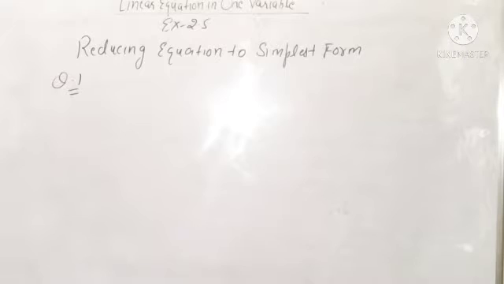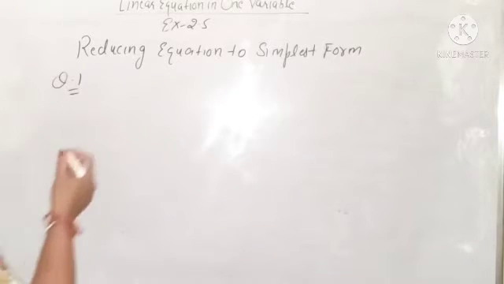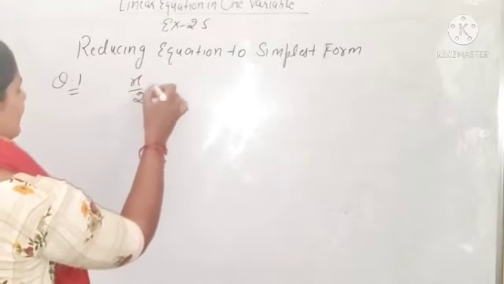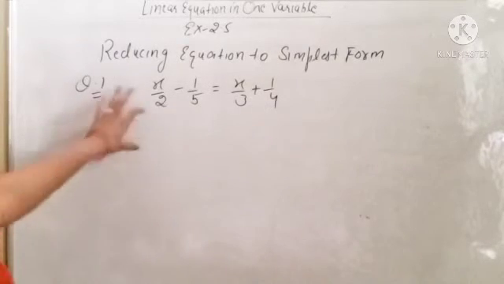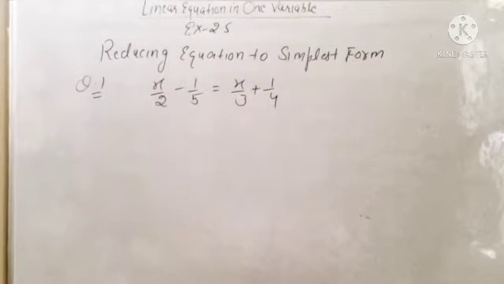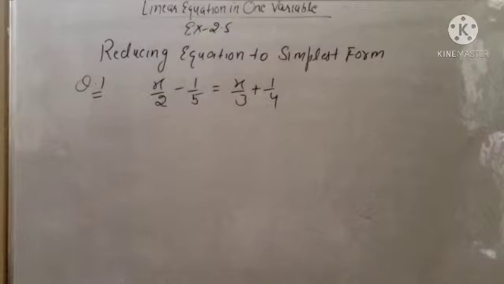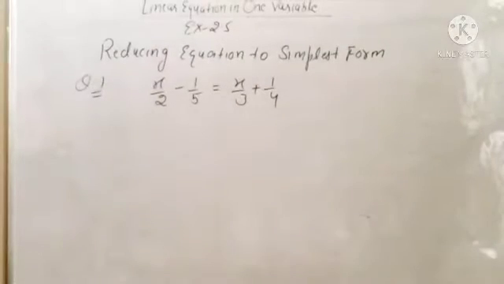x by 2 minus 1 by 5. So beta, now question number 1, exercise 2.5, reducing equation to simplest form. So how will you reduce the equation, beta? It is given x by 2 minus 1 by 5 is equal to x upon 3 plus 1 by 4. Clear? So how will you solve the equation?